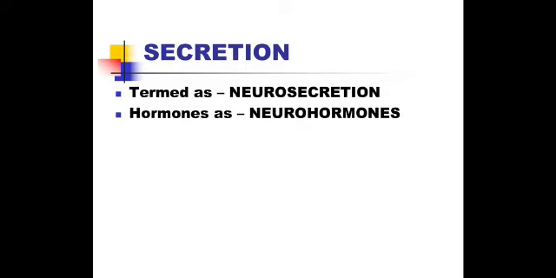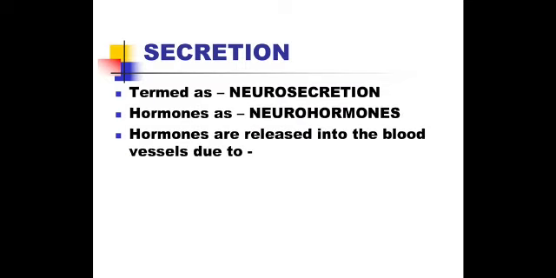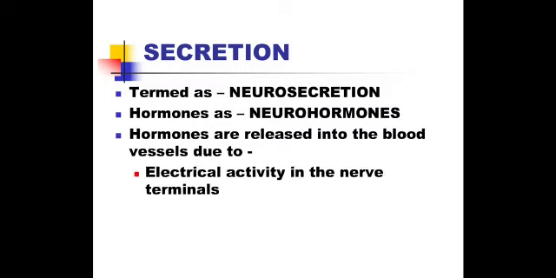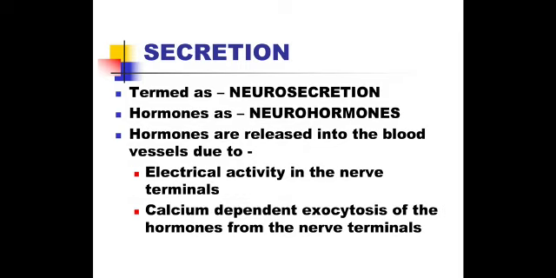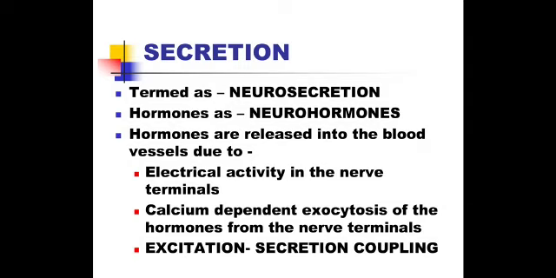These hormones, which are secreted from the hypothalamus as they are neuropeptides, are called neurosecretions or neurohormones. These hormones are released into the blood mainly due to electrical activity in the nerve terminal, which is mediated by calcium-dependent exocytosis of hormones from the nerve terminals. So it's called excitation-secretion coupling.